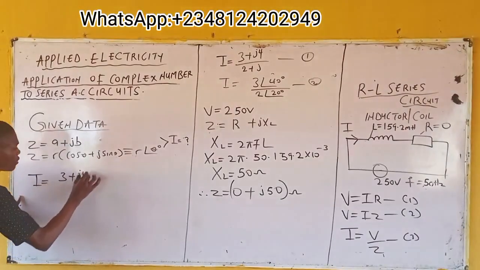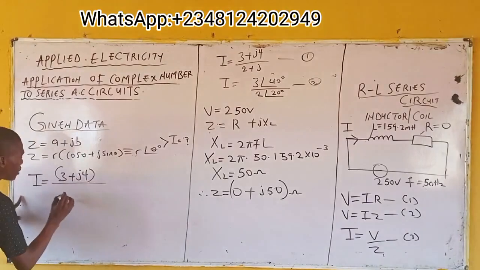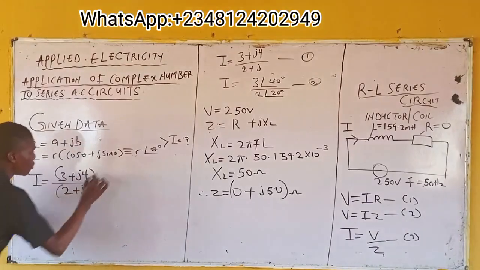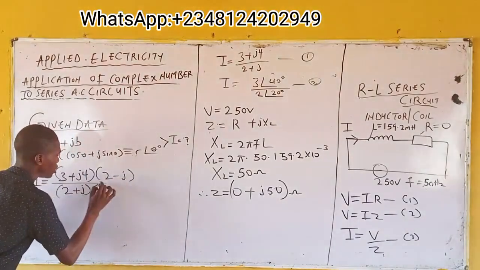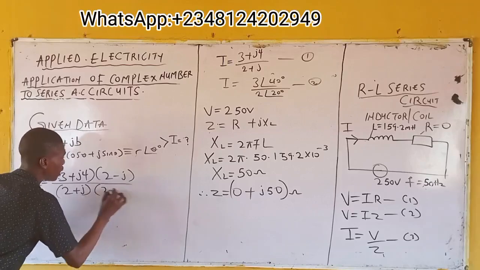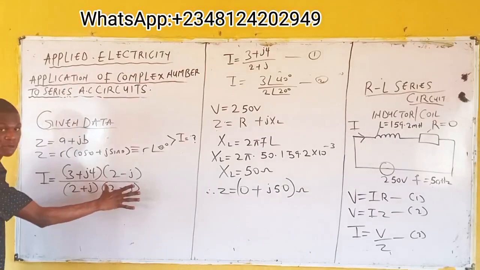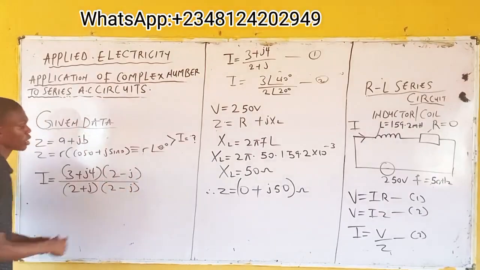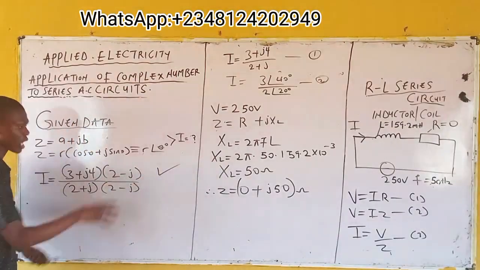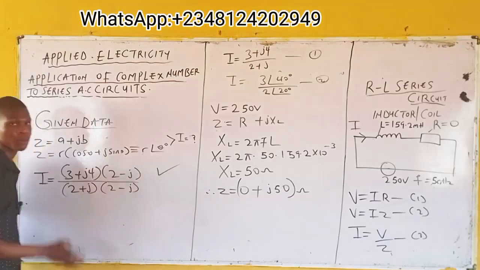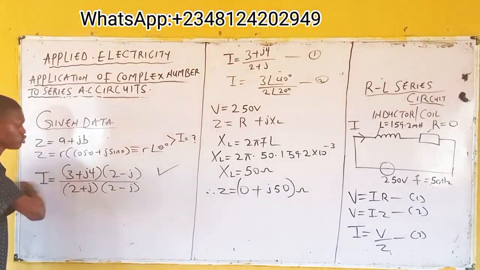So solving I using equation 1, I becomes 3 plus j4, all divided by 2 plus j, multiplied by 2 minus j. You simplify further, doing your algebra and distributing, and by the time you simplify further, you get the value of I.